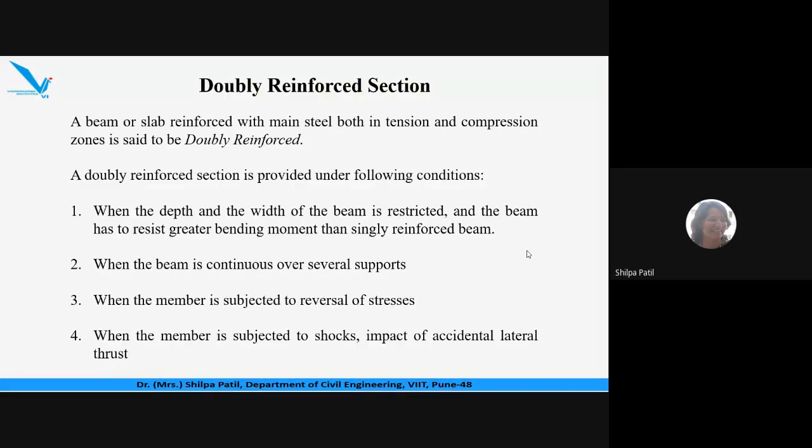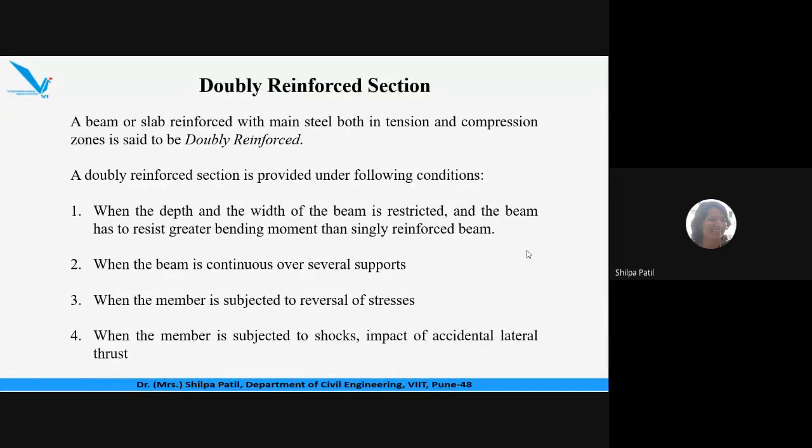And the last condition is that when a member is subjected to shocks or impact of accidental lateral thrust, or in simple fashion, when a particular beam is subjected to impact loading, to carry or sustain that impact safely, we need to design the beam as a doubly reinforced section.